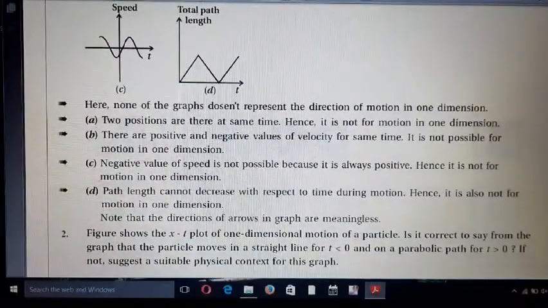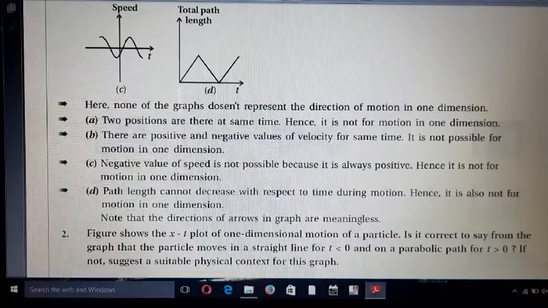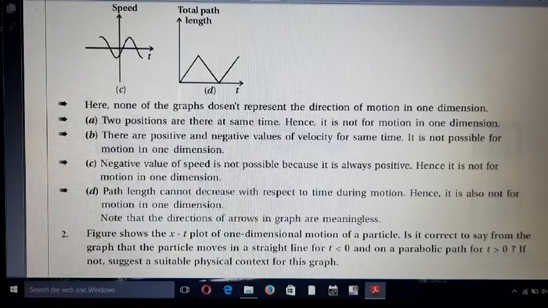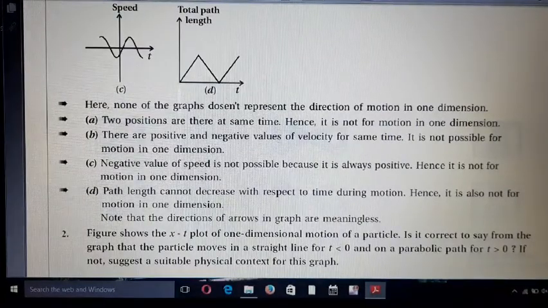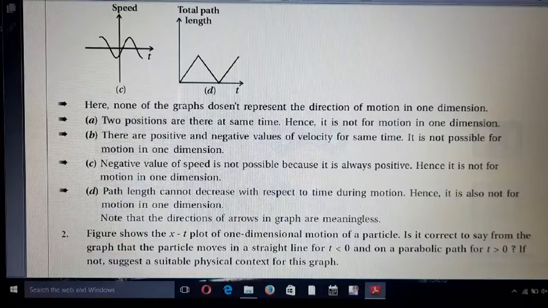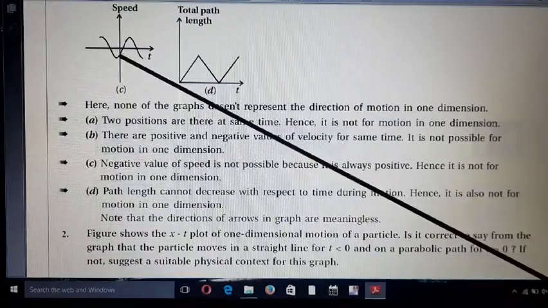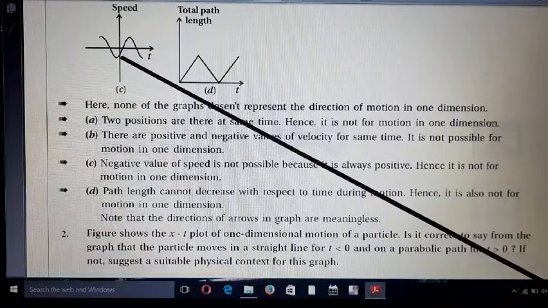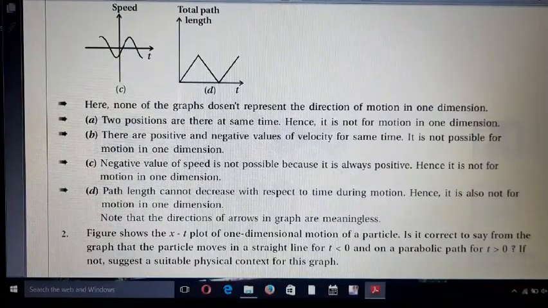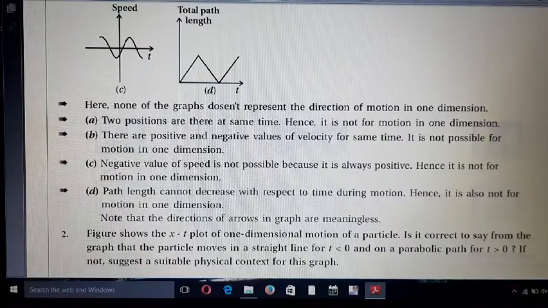In figure C, here the graph is speed versus time. Friends, we learned speed is always positive. But here, look here, the value of speed is negative. So a negative value of speed is not possible. Hence, it is not for motion in one dimension.